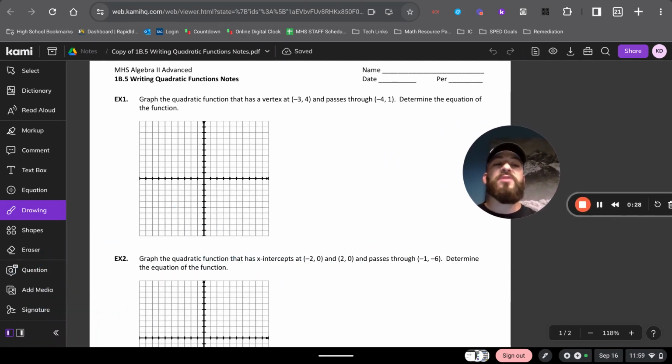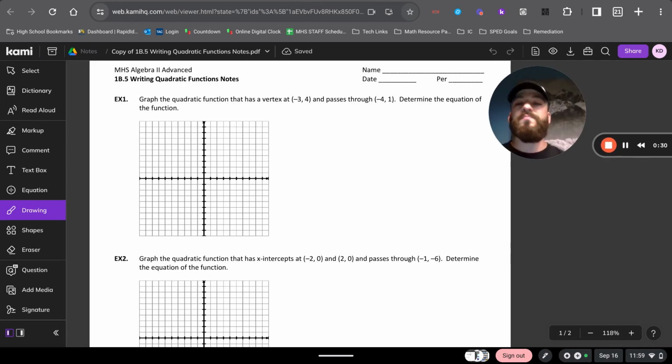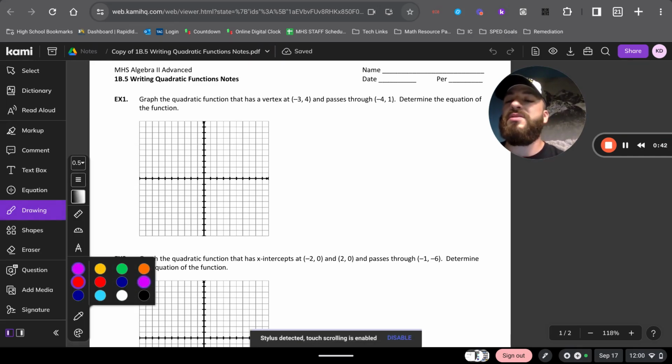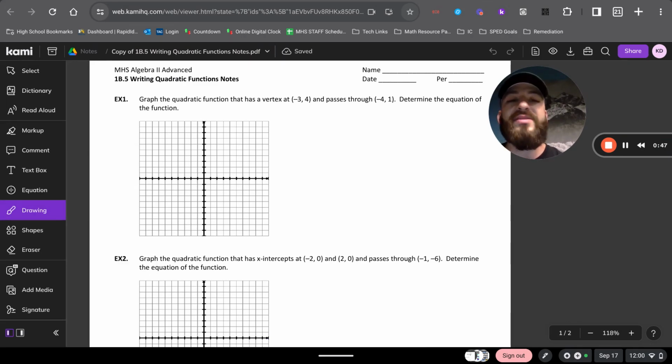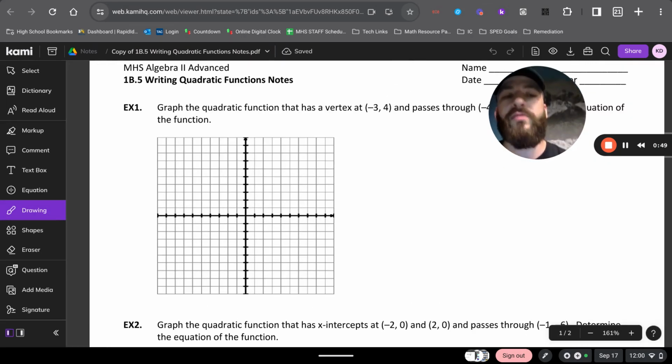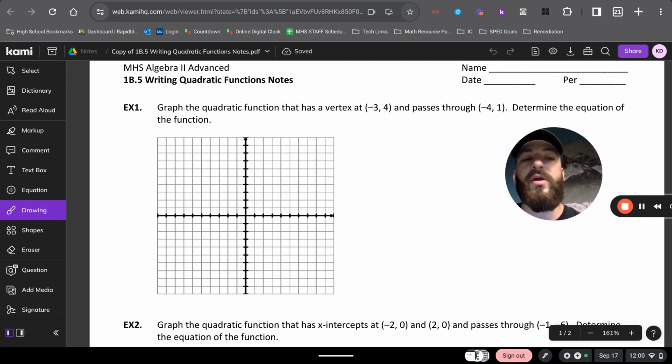We want to graph the quadratic function that has a vertex at -3, 4 and passes through the point -4, 1. And then we want to determine the equation of that quadratic function. So let's go ahead and plot those points. So -3, 4 and -4, 1.